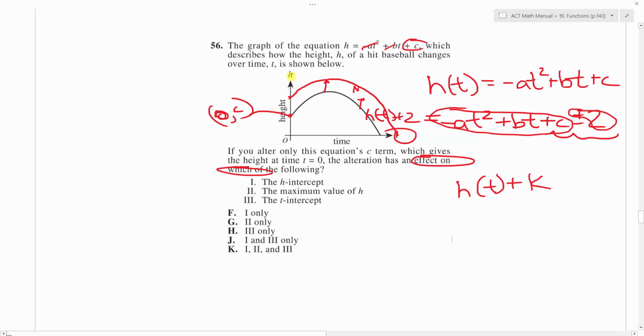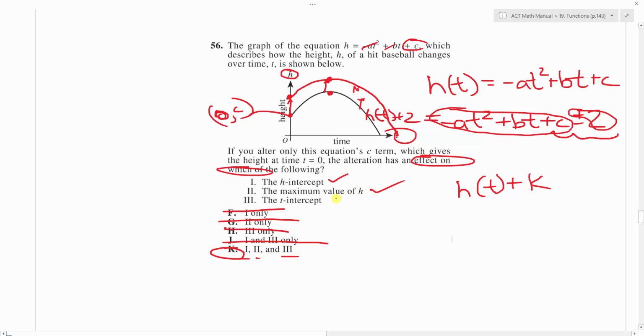The h-intercept. Well, the h-intercept, yes, it's going to change. If I take the original function and I shift it up, the h-intercept is going to change. So 1 definitely is going to change, which means I can get rid of g and h because they don't include 1. The maximum value of h, well, the maximum value was here, and that's going to shift up a couple. So yes, that is going to change, which means I need a Roman numeral 2 in my answer, which means I am done. The only answer that would work would be answer choice K, which is the only one that has a 1 and a 2.